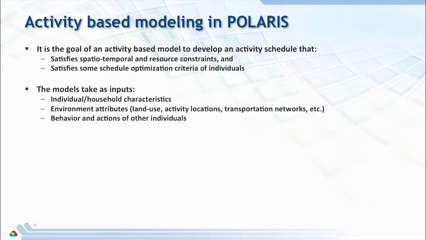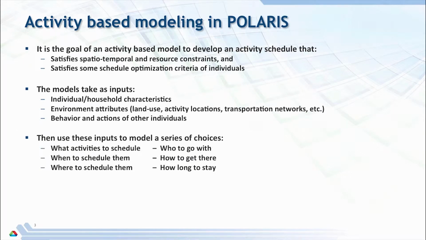The models rely on a number of inputs. Individual and household level socio-demographics are used to describe the agents. Environmental attributes such as land use patterns, activity locations, transportation networks, and their service characteristics are used to inform and constrain decisions. Finally, some models also take into account the behaviors and actions of other individuals when agents make activity travel decisions.